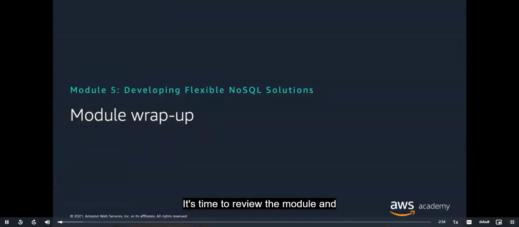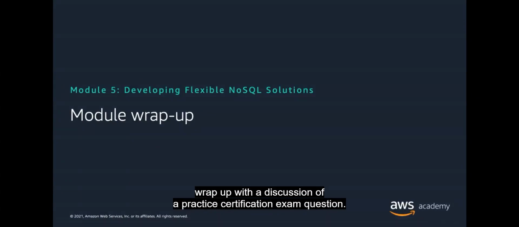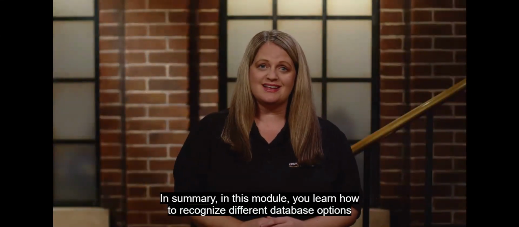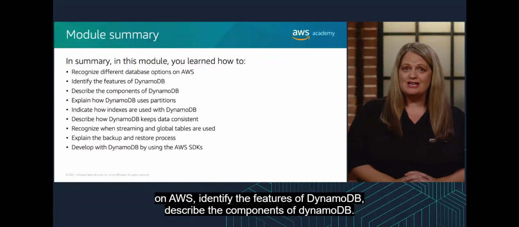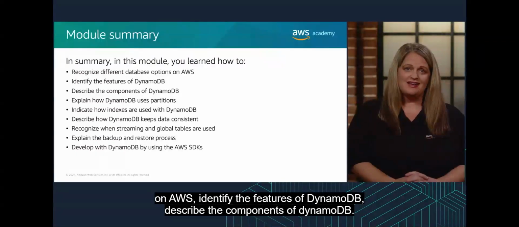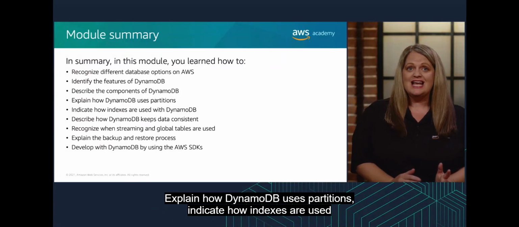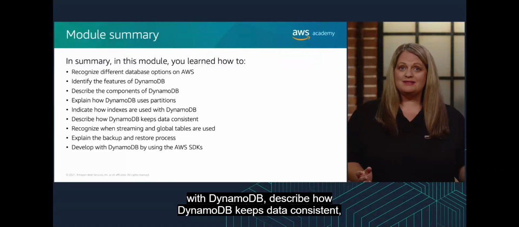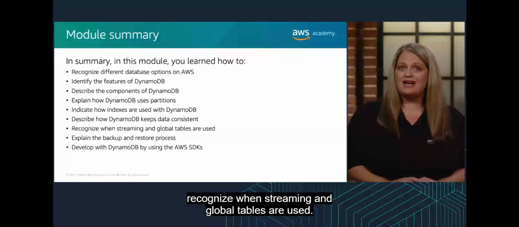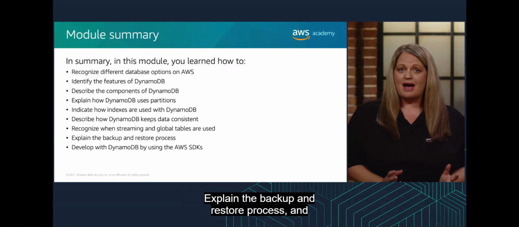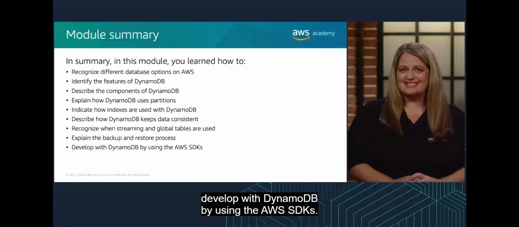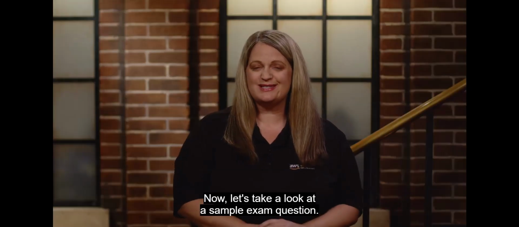Time to review the module and wrap up with a discussion of a practice certification exam question. In summary, in this module, you learn how to recognize different database options on AWS, identify the features of DynamoDB, describe the components of DynamoDB, explain how DynamoDB uses partitions, indicate how indexes are used with DynamoDB, describe how DynamoDB keeps data consistent, recognize when streaming and global tables are used, explain the backup and restore process, and develop with DynamoDB by using the AWS SDKs. Now let's take a look at a sample exam question.